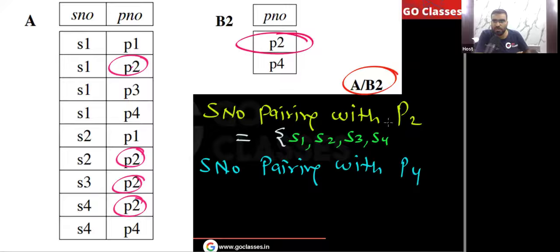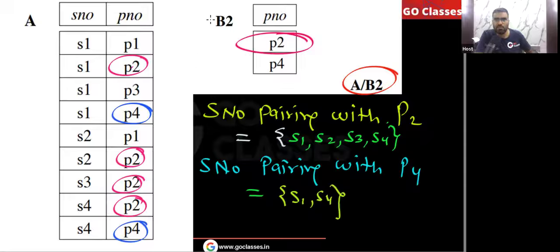Okay. And you tell me what are the S numbers pairing with P4? S numbers pairing with P4, those are S1, S4. Tell me what is the desired answer. Remember, the desired answer is those S numbers which pair with this also and this also. Do you agree? So I will take the intersection.